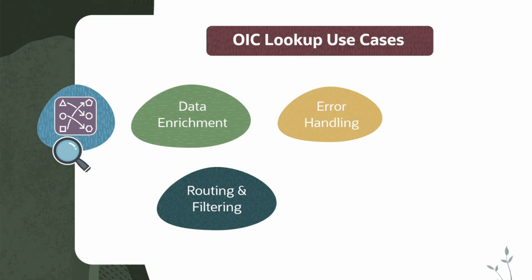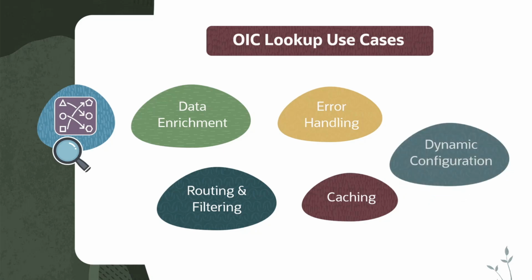For instance, you could use lookups to check if a provided customer ID has the correct format before processing an order. Lookups can be used to cache frequently accessed data to improve performance and reduce the load on back-end systems. And this is particularly beneficial when dealing with large static data sets or systems with limited resources.